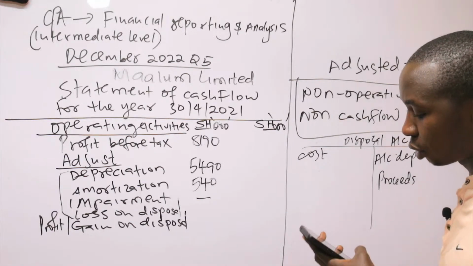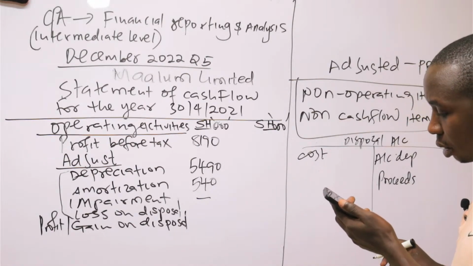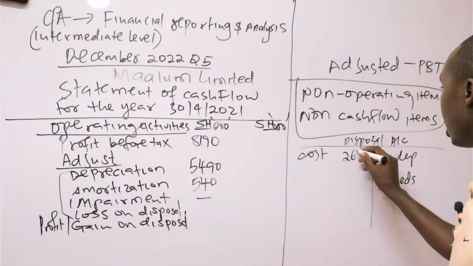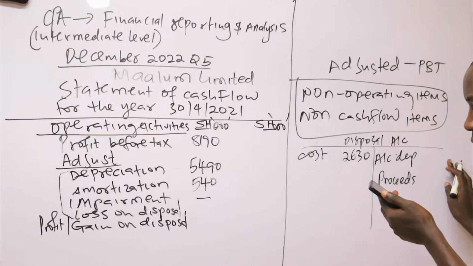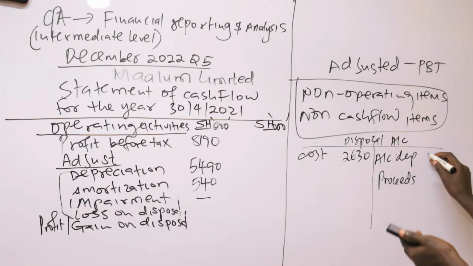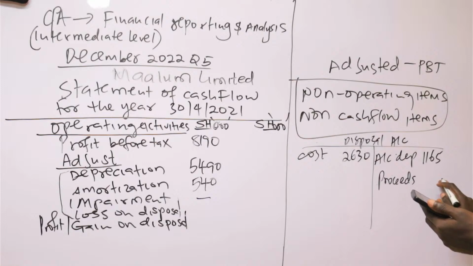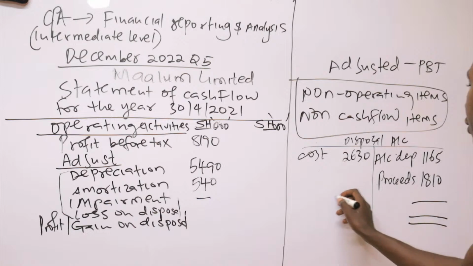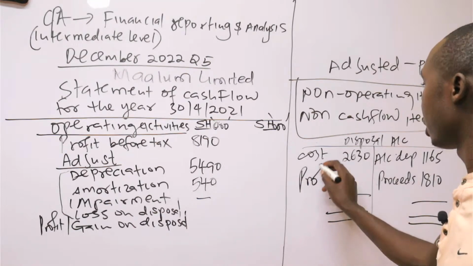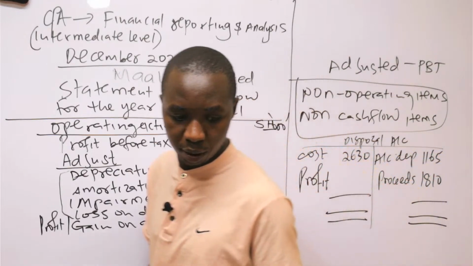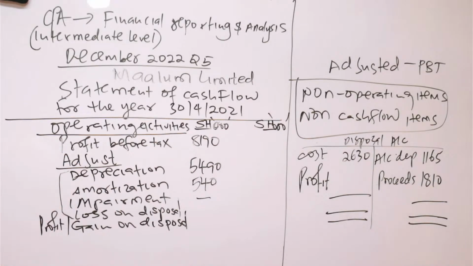Remember that according to additional information number 2, the motor vehicle cost was 2630. Accumulated depreciation is 1165. Then cash proceeds was 1810. So meaning that they made a profit. So there's a profit which was made here. I can pick my calculator so that we know the profit which was made.